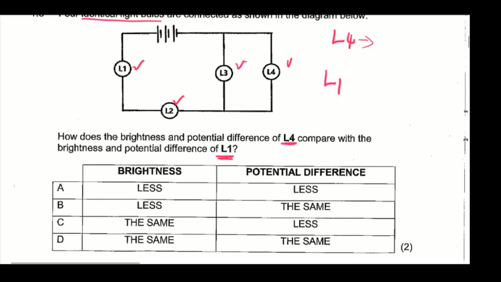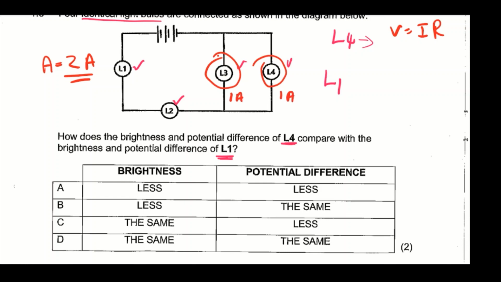L4 is in parallel with L3, right? So the fact that they are parallel means that if you write V equals IR, the current is distributed equally. If maybe we have a current of 2 amperes, then 1 ampere is going to go to this one, and 1 ampere is going to go to this one. So current is distributed in each, right?